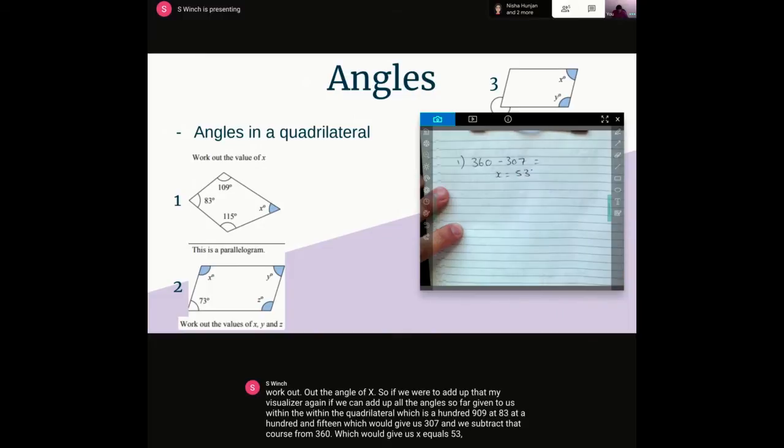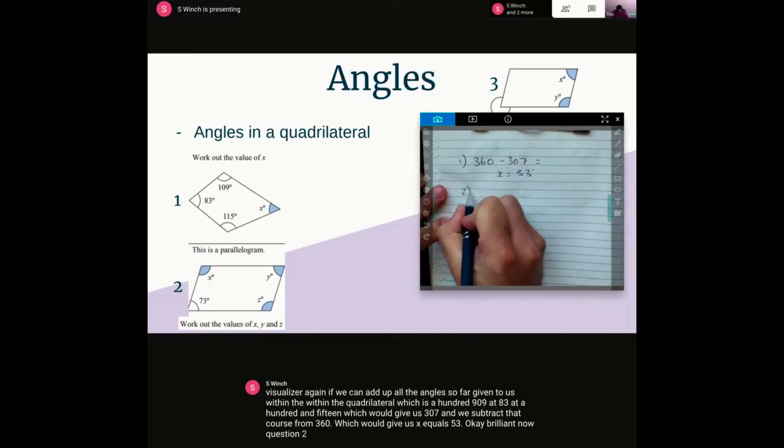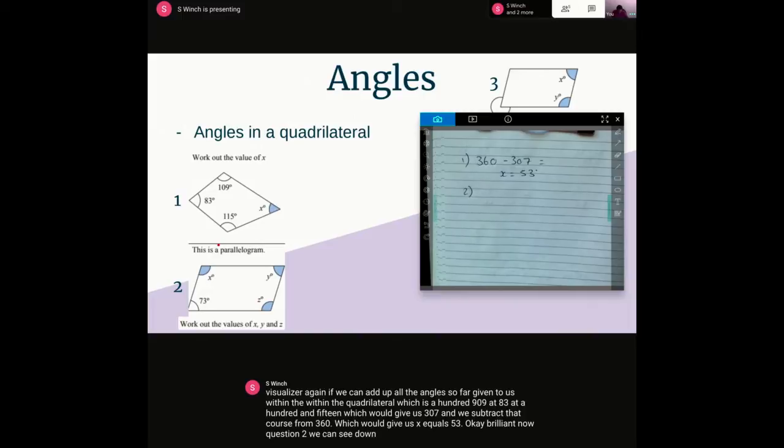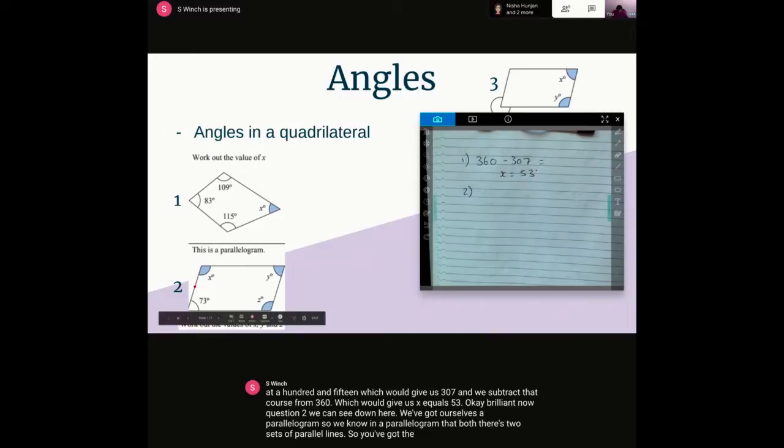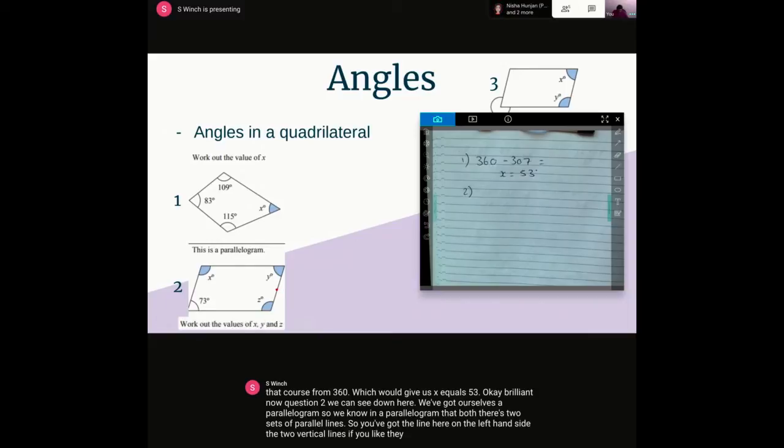Okay, brilliant. Now, question 2, we can see down here, we've got ourselves a parallelogram. So we know in a parallelogram that there's 2 sets of parallel lines. So you've got the line here on the left-hand side, the 2 vertical lines, if you like, they are parallel to each other. So therefore, angle X and angle Z are the same.